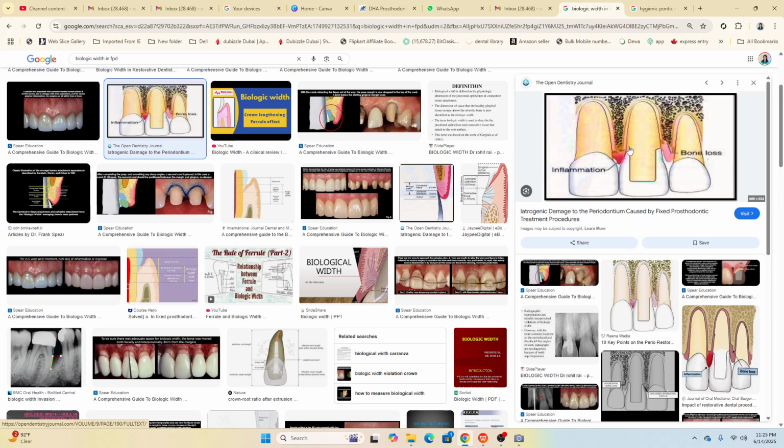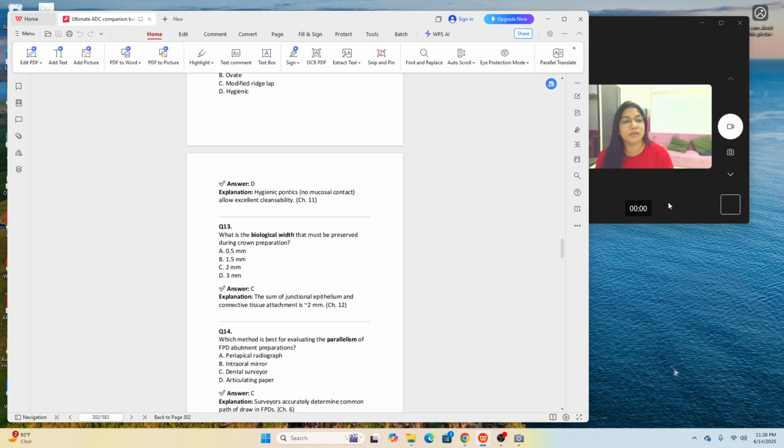Now, what if you don't maintain the biological width? Basically, if this is your crown margin and it is very close to the bone, say less than 2 mm, then what is going to happen? The bone is going to go mad, it's going to get angry, and because it will get angry, it's going to become red. Basically, the gingival inflammation is going to set in, and then the bone loss will happen, which would be a pathological bone loss, resulting in a pocket formation.